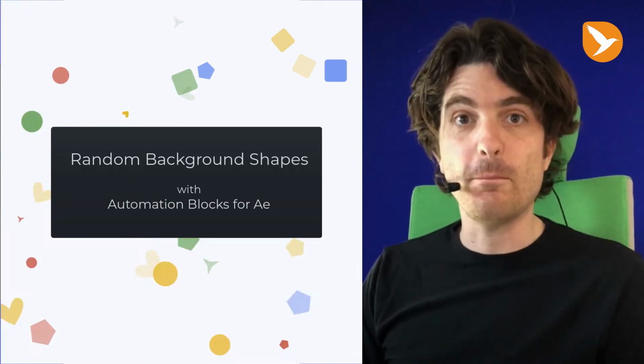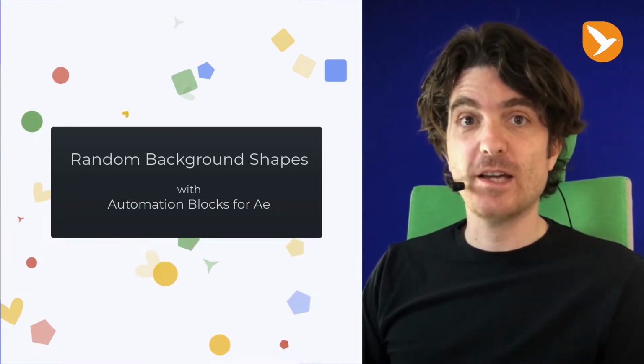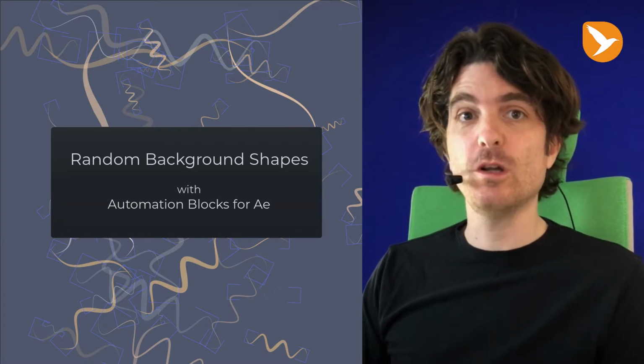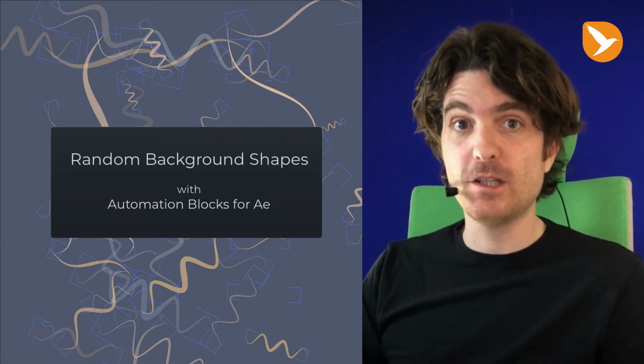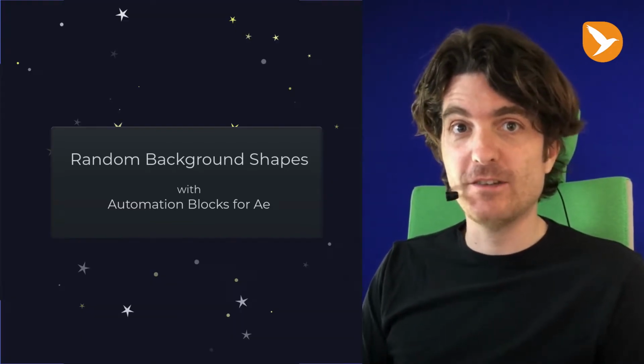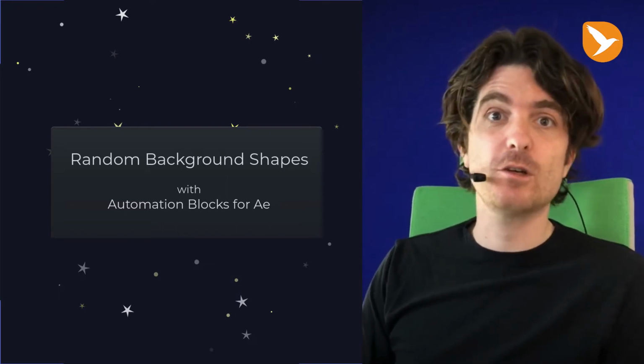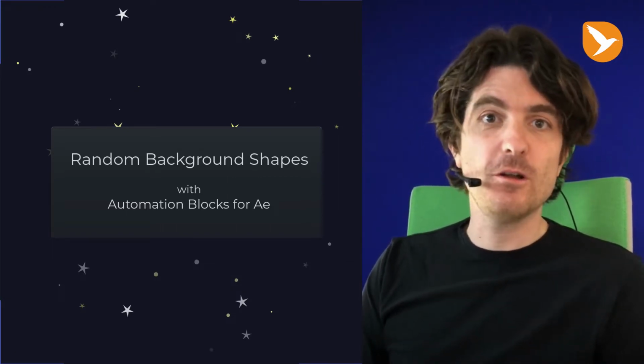Hi, this is Matthias from mamoworld.com, and today we take a look at the random background shapes tool of automation blocks for After Effects. In particular, I show you how you can customize it to use your own shapes and your own colors to create individual backgrounds.